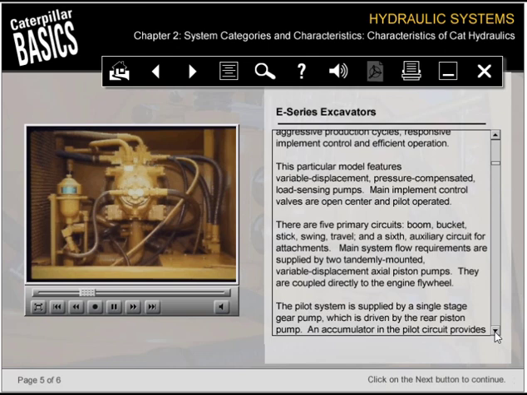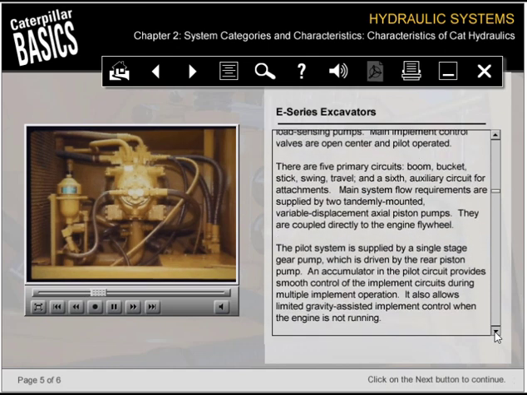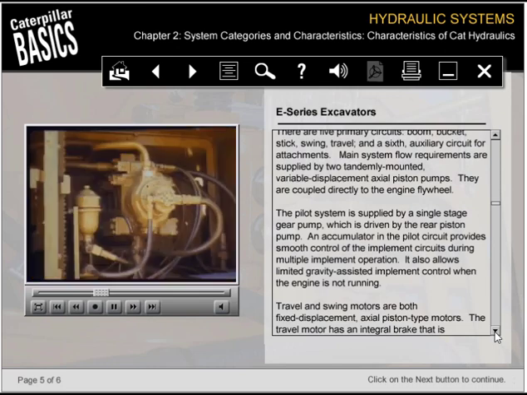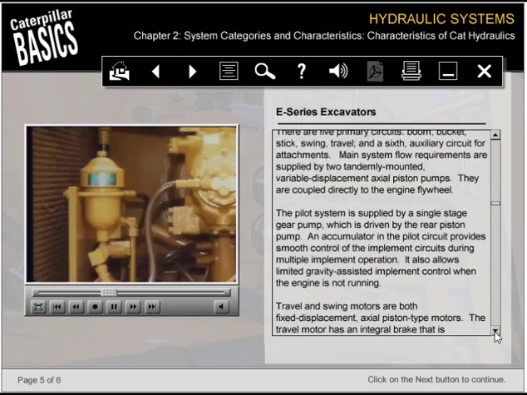Main system flow requirements are supplied by 2 tandemly mounted variable displacement axial piston pumps. They are coupled directly to the engine flywheel. The pilot system is supplied by a single-stage gear pump which is driven by the rear piston pump. An accumulator in the pilot circuit provides smooth control of the implement circuits during multiple implement operation. It also allows limited gravity-assisted implement control when the engine is not running.